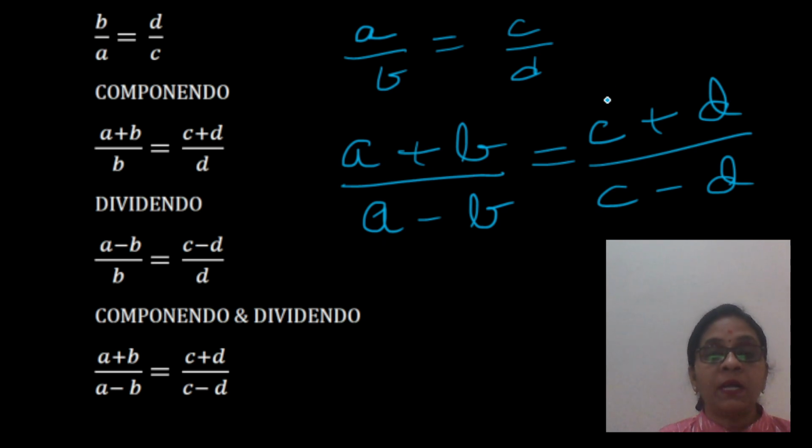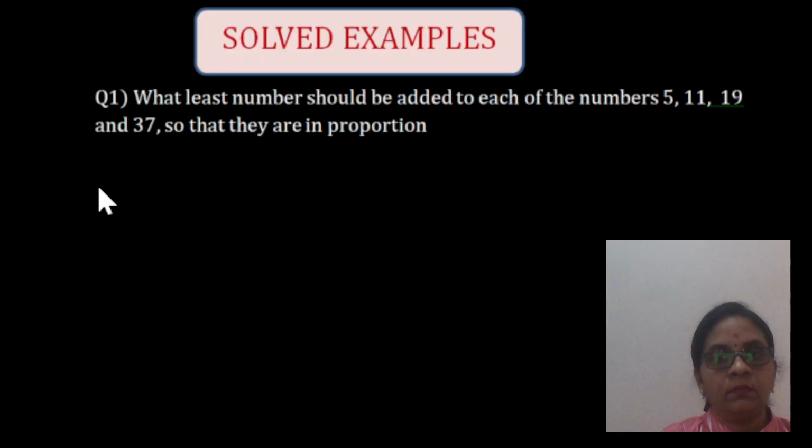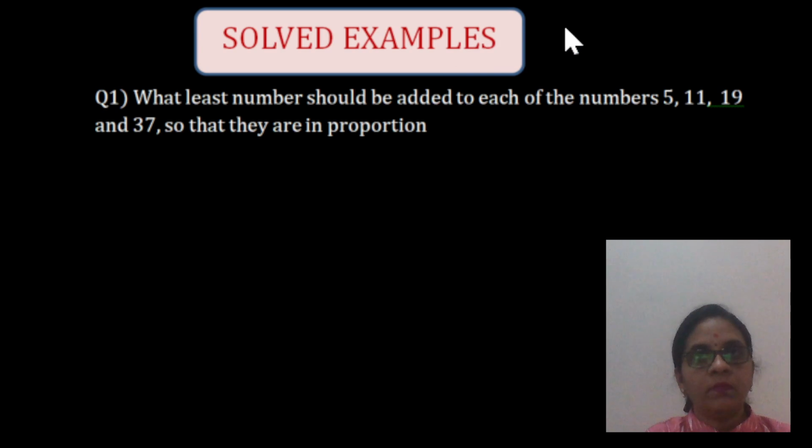So to a particular proportion, if we apply componendo and dividendo, it is the terms of the numerator plus the terms of the denominator by terms of numerator minus terms of denominator, and you have to apply it to both sides of the proportion. Okay. So these are the properties of proportion. Now we will solve some problems from this lesson, proportion. So let's do some problems.